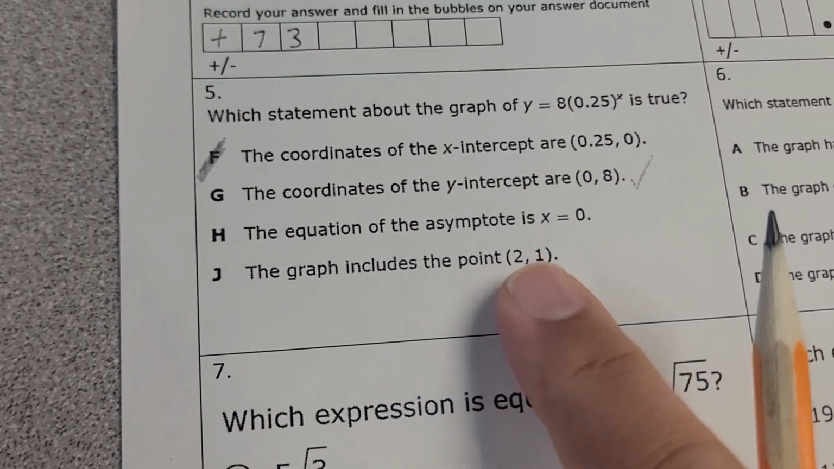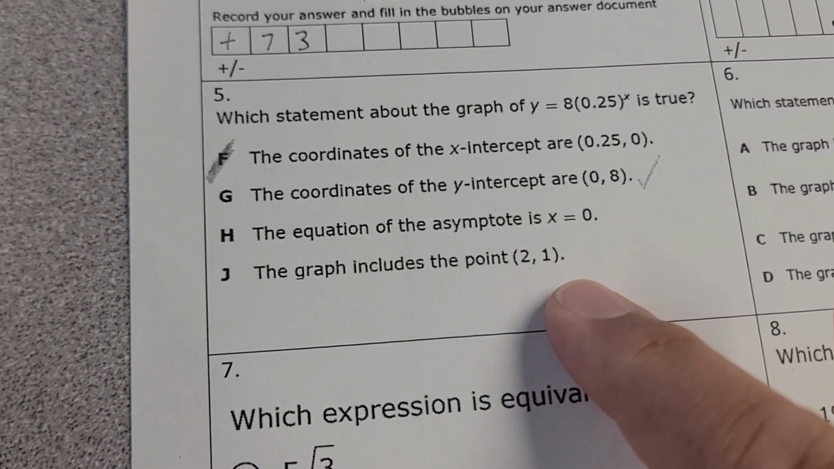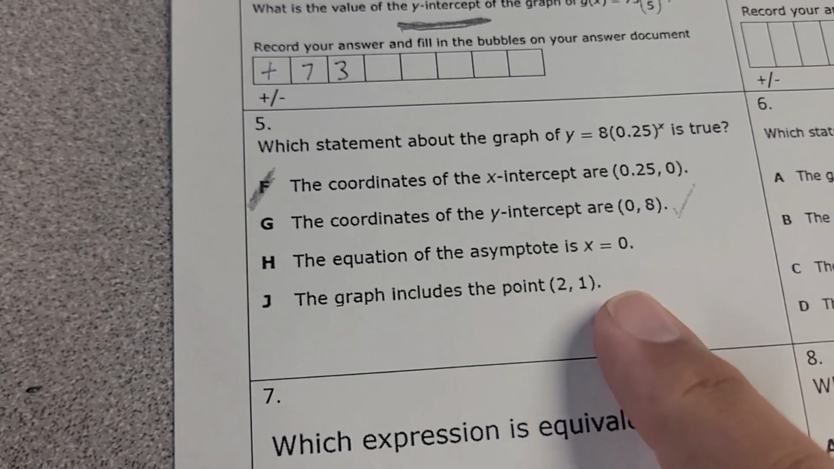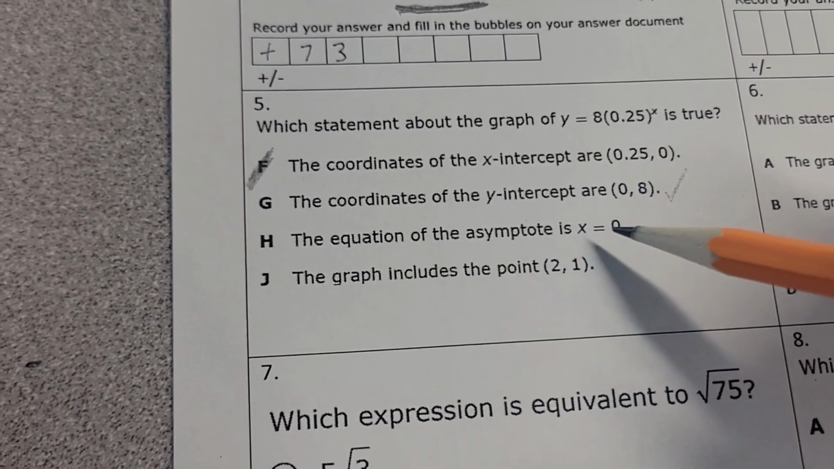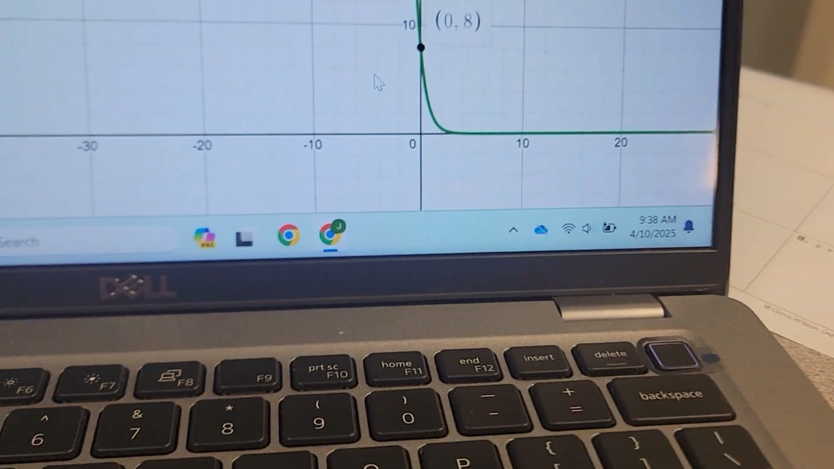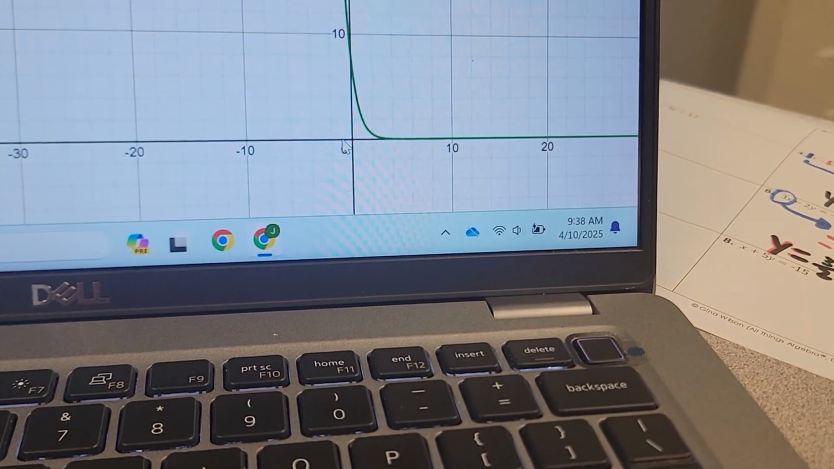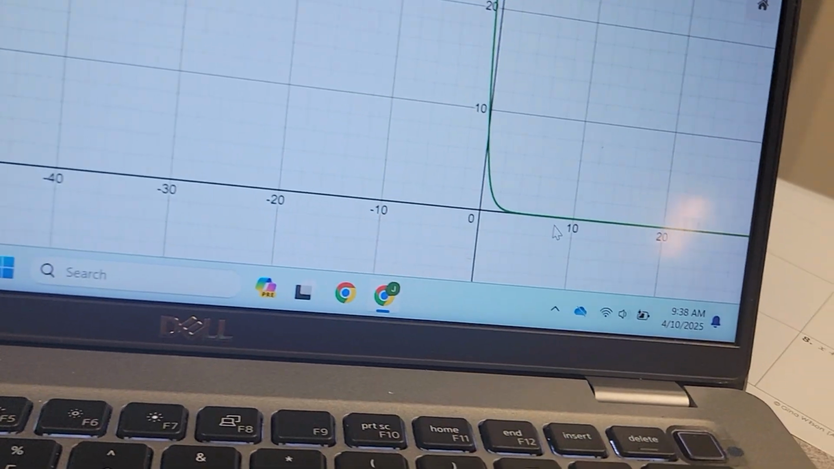The equation has an asymptote at x equals 0. So asymptote means it doesn't cross the x equals 0 line. All right, x equals 0. So it doesn't pass it, so that's true. We have an asymptote there.